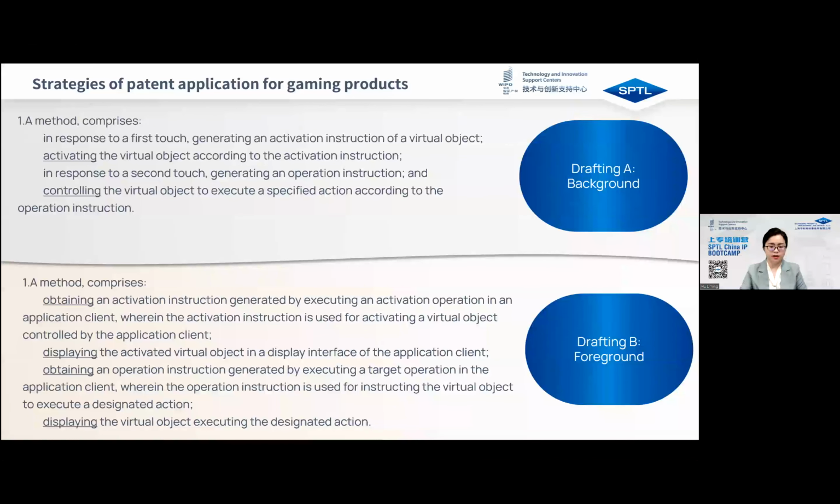Therefore, for game patent applications, in order to avoid possible evidence collection issues, we should not neglect to draft claims covering the front-end contents. And at the same time, when drafting the description, you can include both front-end and back-end embodiments to have more possibilities for modifications during the subsequent examination procedure.